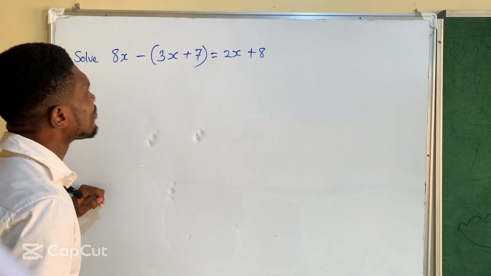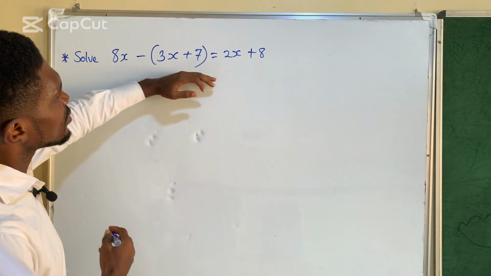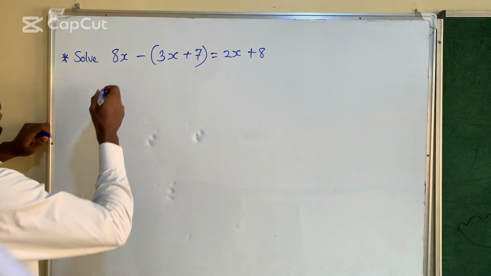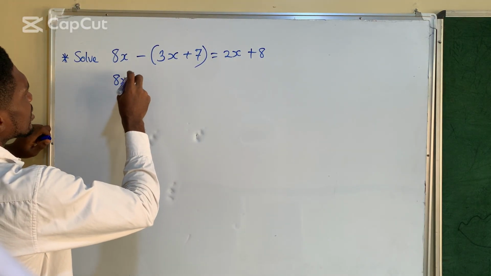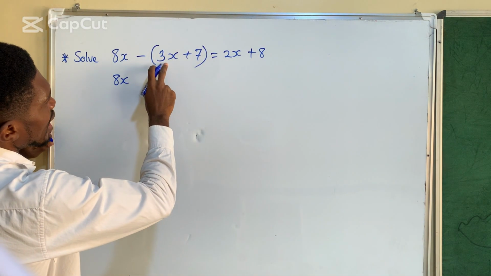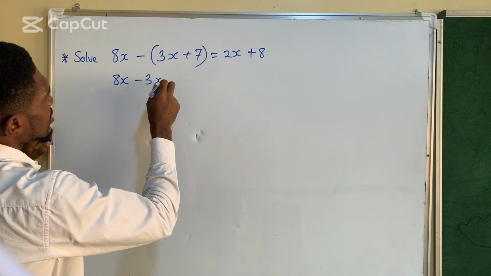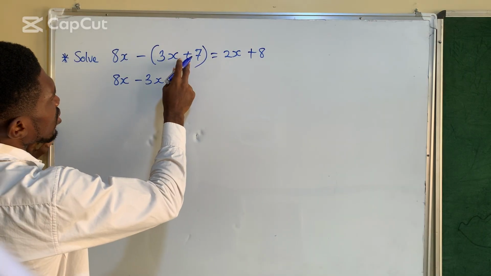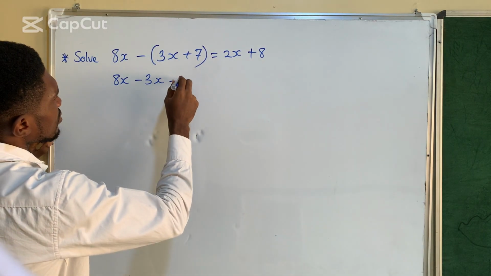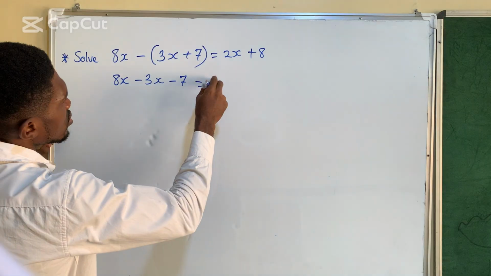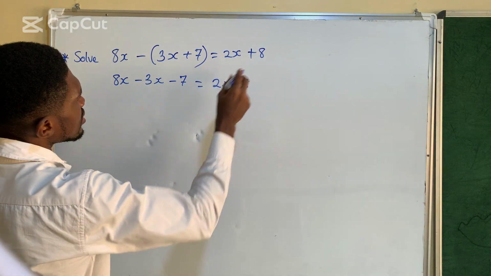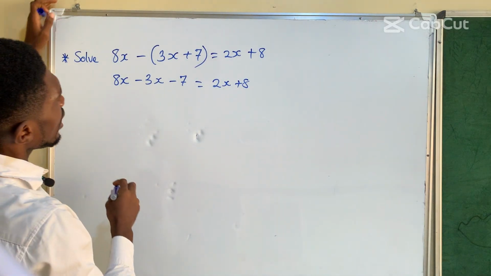Let's solve this together. So here we have to expand the brackets by saying 8x, this is minus. Minus multiplied by 3x will give you minus 3x. Then we have minus times plus is minus 7, is equal to 2x plus 8. So now we collect like terms.